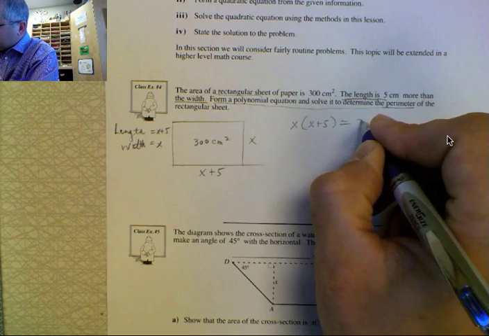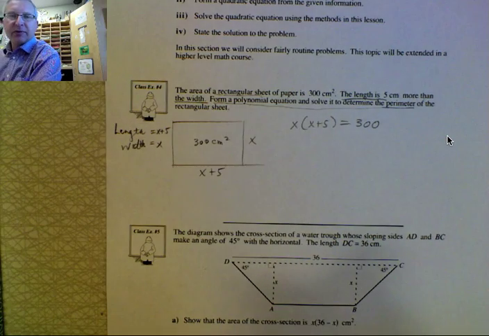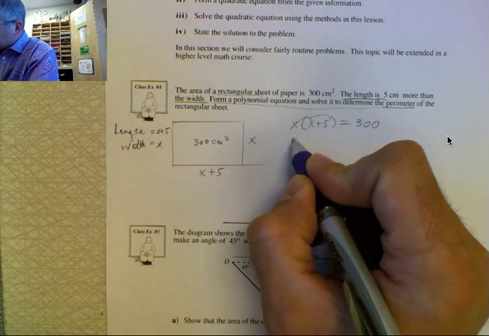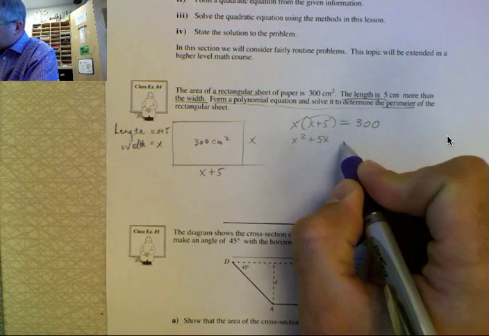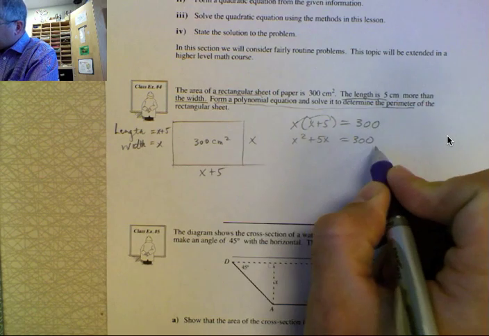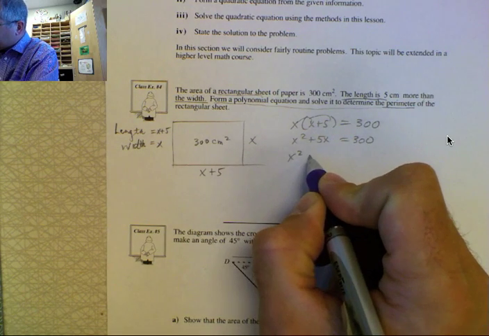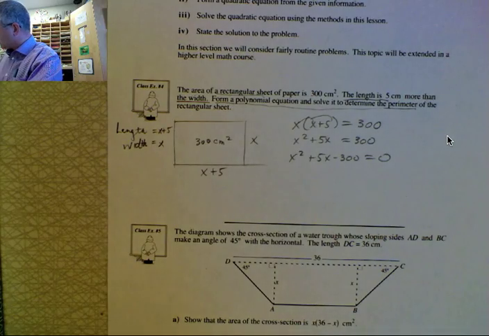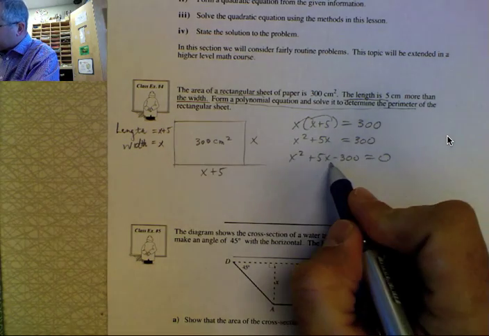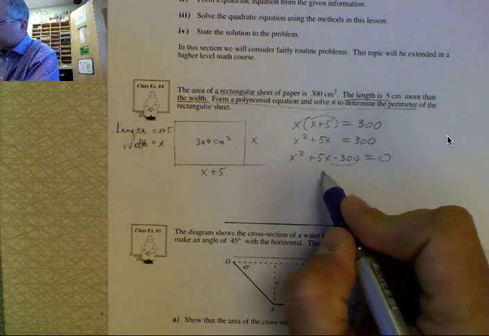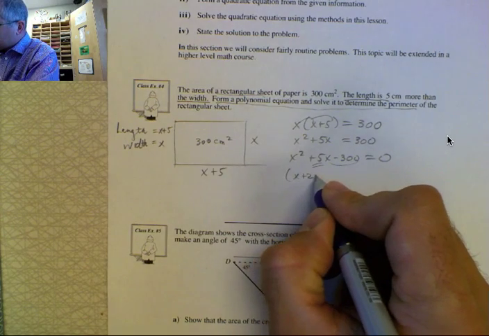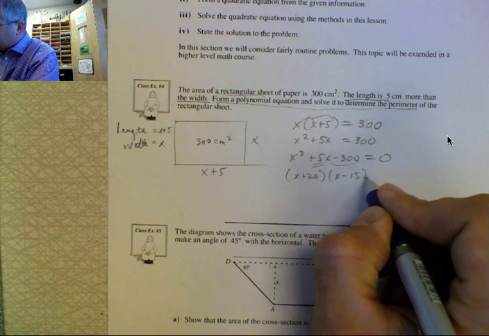And we know that that area in this question is equal to 300 centimeters squared. So if I expand this, I get x squared plus 5x equals 300. If I move 300 over to the left side, I get this quadratic equation. Now if I factor this, I find two numbers that multiply to negative 300 and add to 5. Those numbers are 20 and negative 15.